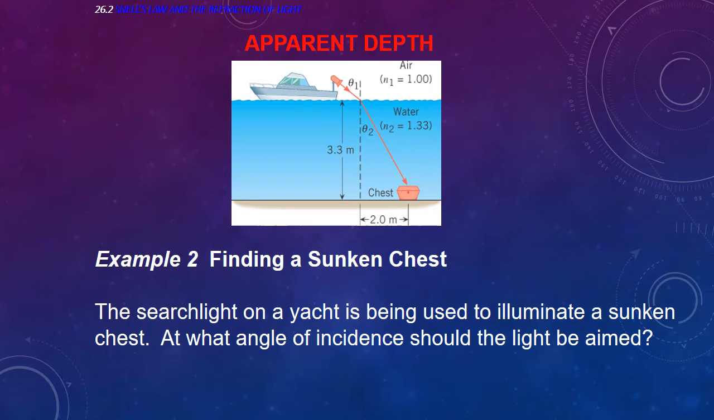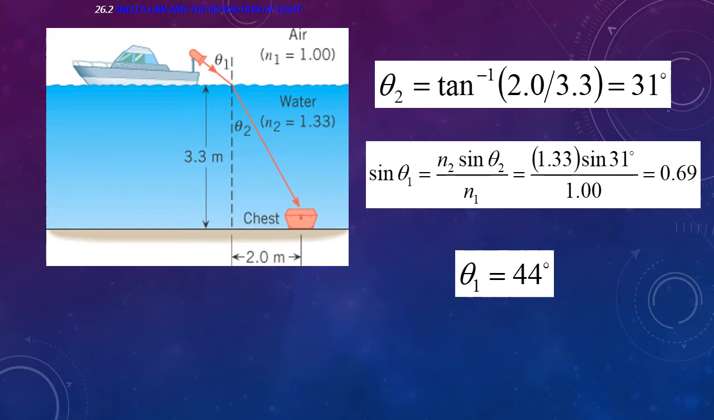I can use that to trigonometrically solve for theta 2. And I know n1 and n2. And that allows me to solve for theta 1. So theta 2 has to be the arctan of 2 over 3.3 or 31 degrees. But theta 1 from Snell's law has to be 44 degrees because that light is going to bend towards the normal. So for me to illuminate that chest for the divers, I need that angle to be 44 degrees.